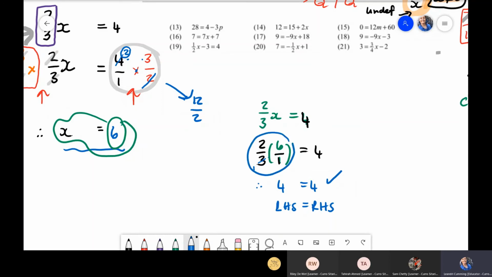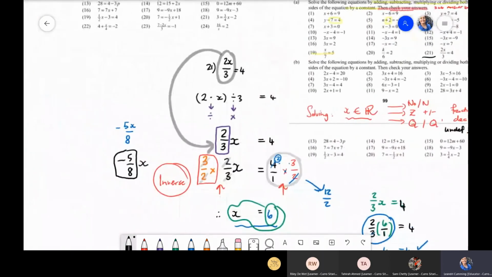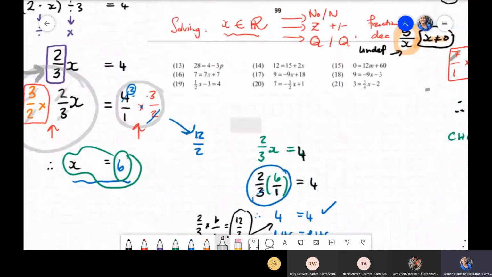If you didn't do the cross-cancelling here, you would have said 2 over 3 times 6 over 1. That also gives you 12 over 3, which still gives you 4, either way. But I'd like to encourage you to use the inverse operation because everything we do now relies on cross-cancelling. So that cross-cancelling concept, it will come around a lot more now. Okay, so that would be your way to check that.